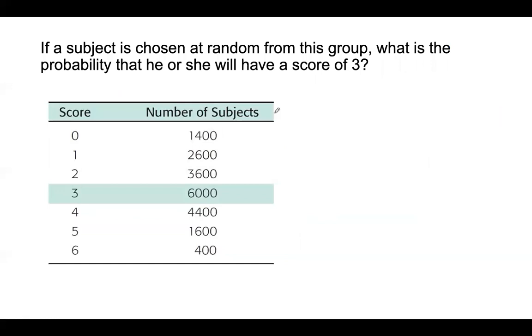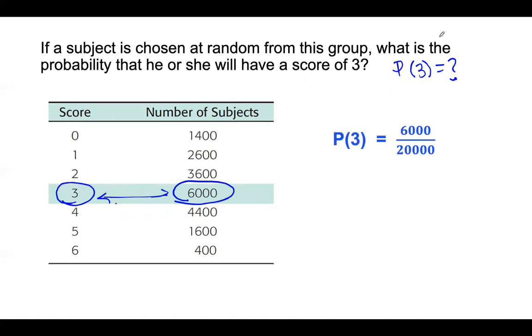Now, if a subject is chosen at random, what is the probability that he or she will have a score of 3? Well, here we see that 6,000 subjects scored a 3. So that probability is going to be 6,000 over 20,000, which is 0.3. And we could convert it to a percentage if we wish.